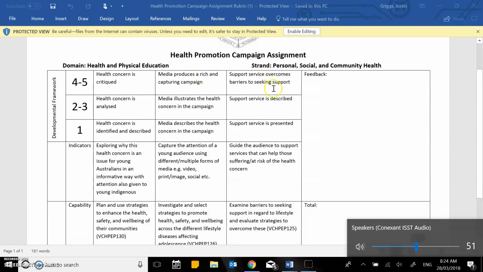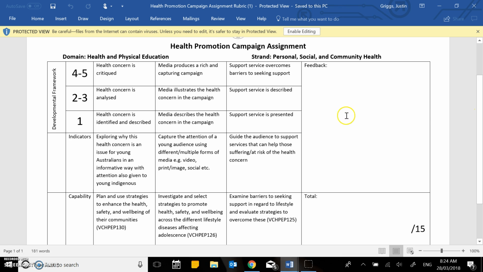And then over here, it's you basically giving ways in which people can get involved to basically help and support the health concern. So overcome barriers. So there might be particular barriers that people might feel towards getting help. For example, if it was anaphylaxis, they might feel a bit embarrassed. So you might come up with ways to overcome that particular barrier. And these are the 3 criteria for this assignment, boys. So you'll get feedback on those, and that'll result in a final mark out of 15.